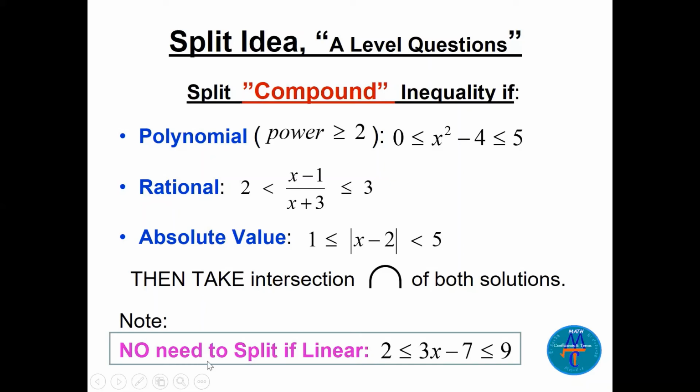Okay, let me show you the note, please. No need to split if it is linear, the compound here, 3 power x power 1. That's linear, easy to do. We did many questions. Now, when do you split?